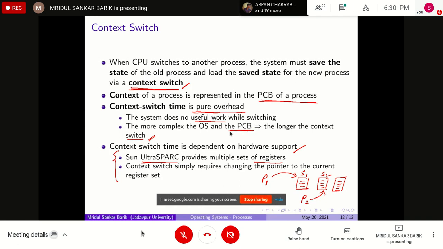So this is all about processes, how processes are represented and managed in the operating system. Next we will see how exactly these processes are scheduled in a uniprocessor system.